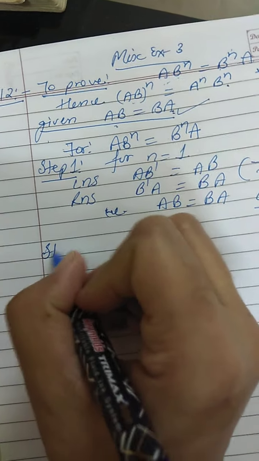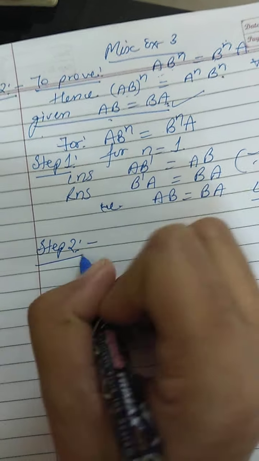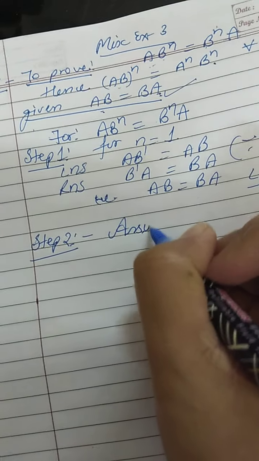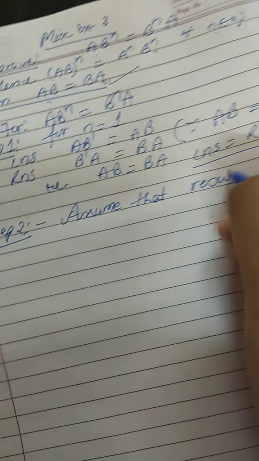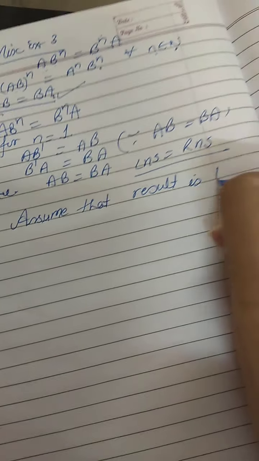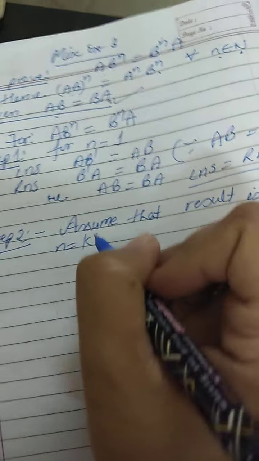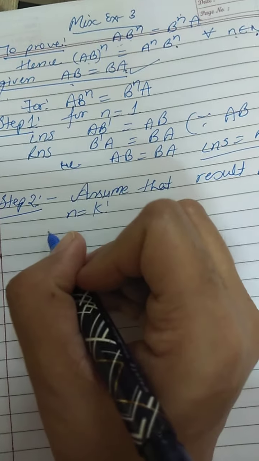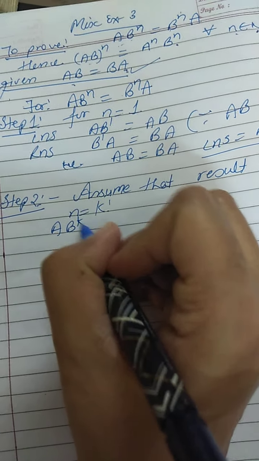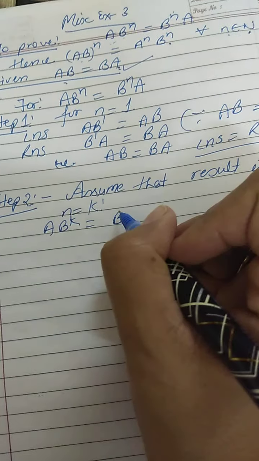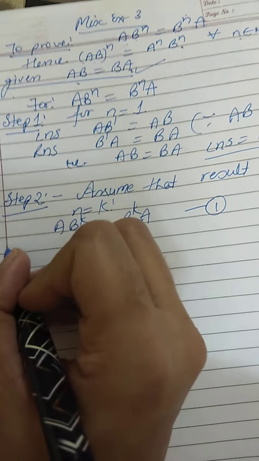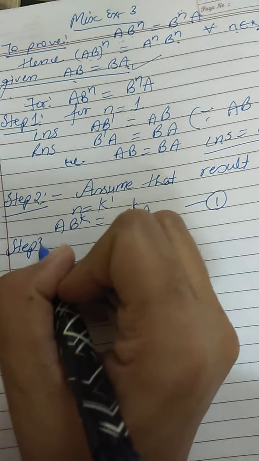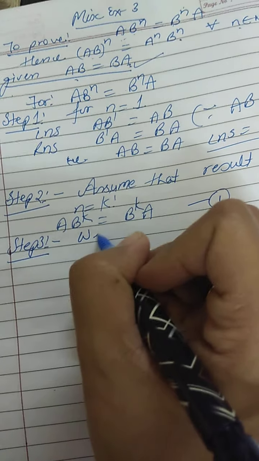Now what is step 2? In step 2 we will assume that the result is true for n equals k. Same method, PMI. So it will become (AB)^k = B^k A. This we will mark as 1.